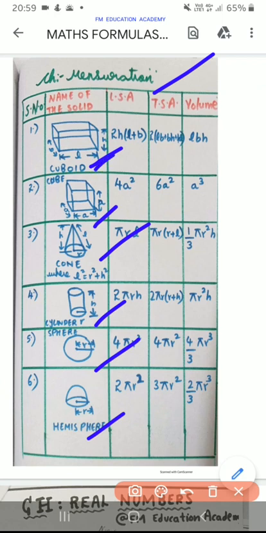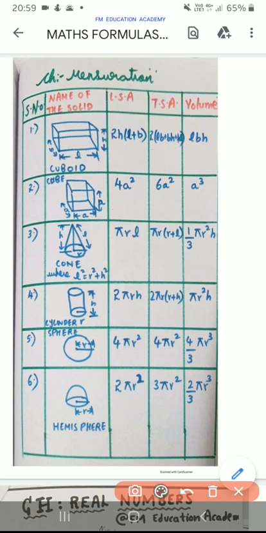As you can see, we know a cuboid has length, breadth and height. The formula of lateral surface area, which is also called LSA, is 2h into (L plus B). The formula of total surface area of cuboid is 2 into (LB plus BH plus HL). The formula of volume of cuboid is length into breadth into height.